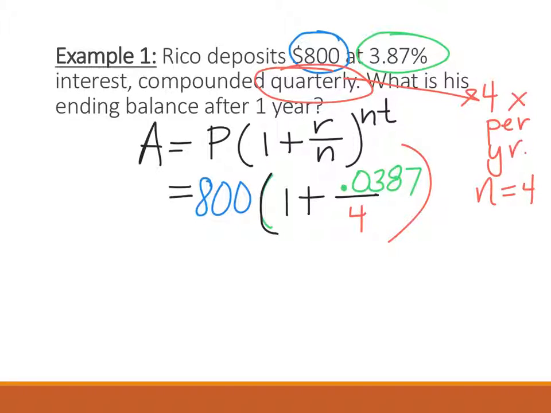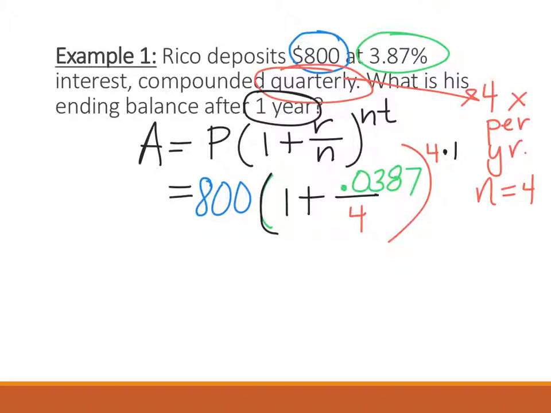The letter N, the variable N, is actually used in the formula twice. So I'm also going to replace the N that is in the exponent with a 4. T stands for time in years. My time is 1 year. I'm wanting to find the ending balance after 1 year. So I'm going to replace my T value with a 1.